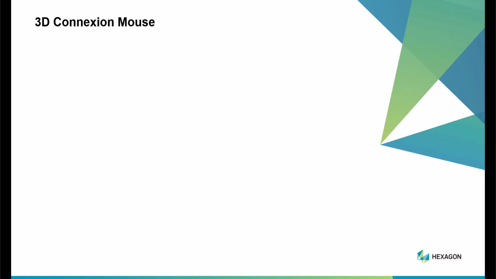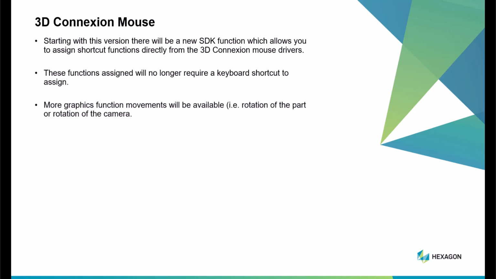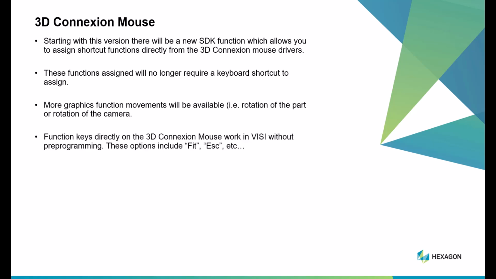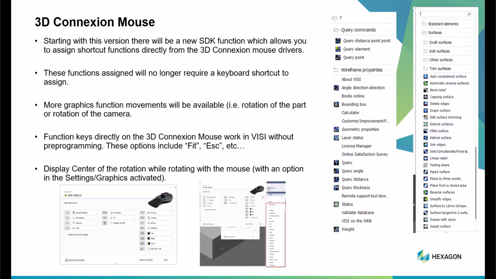We'll talk about some of the 3D mouse configurations. There is a new SDK that was introduced in 2024.3 to be able to integrate the 3D mouse. No longer will you have to establish a keyboard function for the buttons on your 3D mouse to be able to assign shortcuts. There are more graphic functions as well. The fit and escape buttons on your 3D mouse will actually display as what they're supposed to be. And you have the ability of displaying the center of rotation while you're rotating with your mouse cursor.